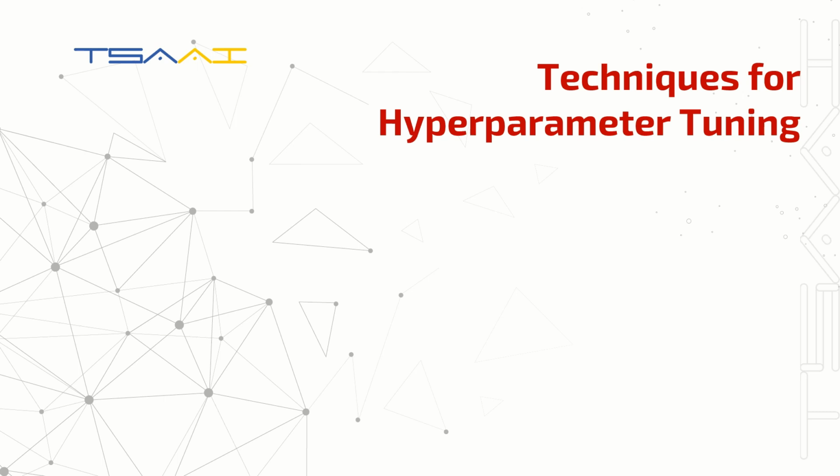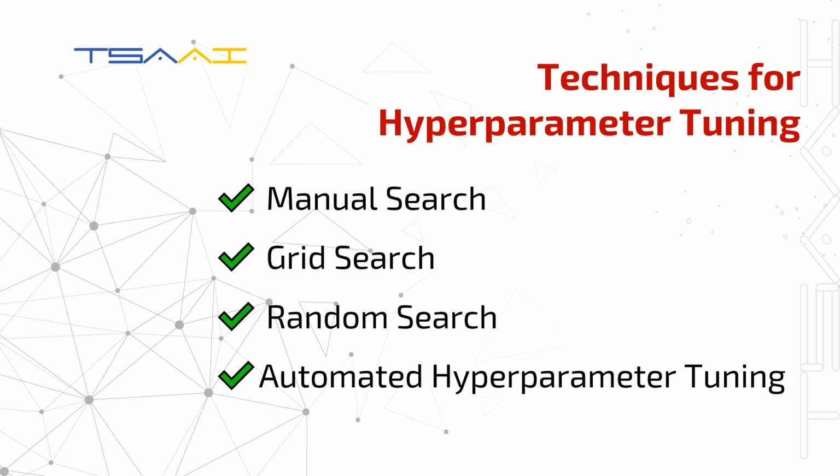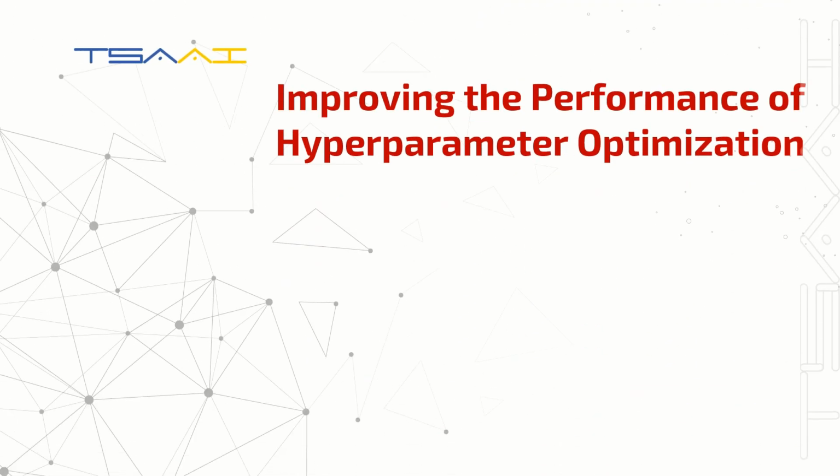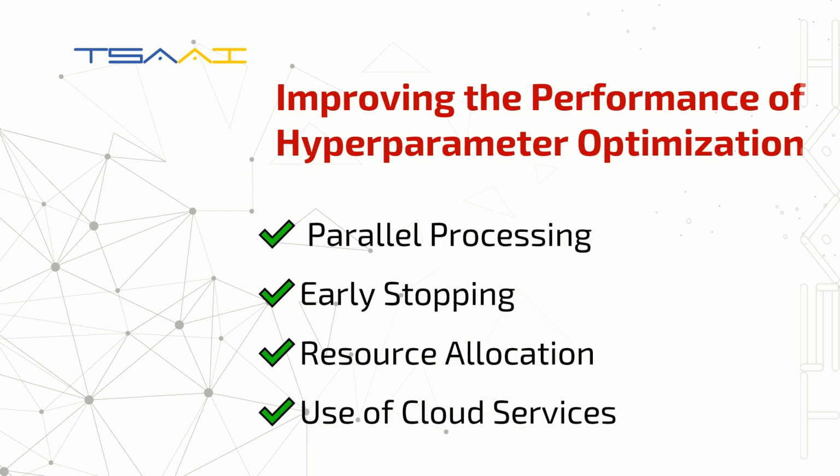Hyperparameter tuning is the process of optimizing the settings of a machine learning model to improve its performance. Some options are manual search, grid search, random search, and automated hyperparameter tuning. Improving the performance of hyperparameter optimization involves selecting the right execution strategy. Some options are parallel processing, early stopping, resource allocation, and use of cloud services.